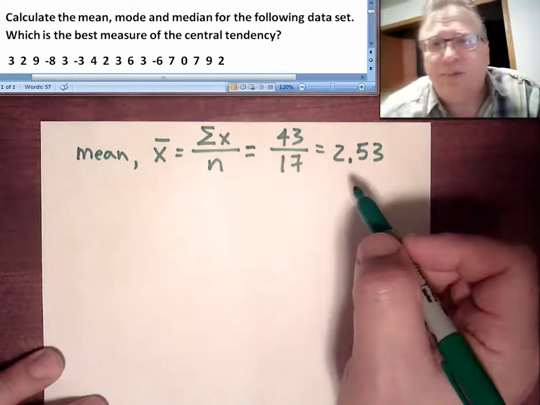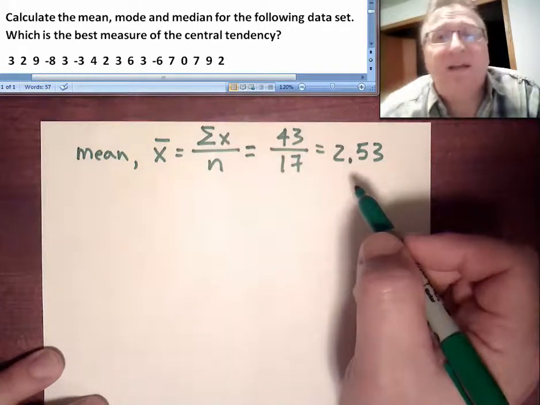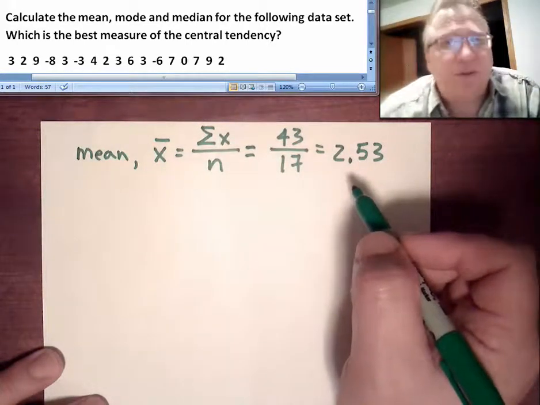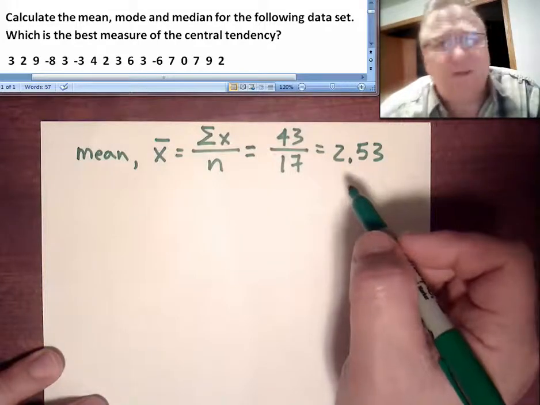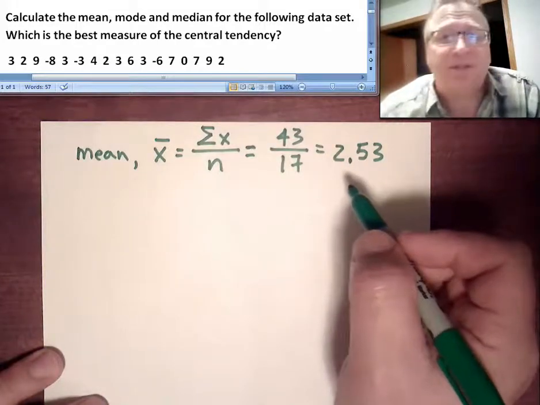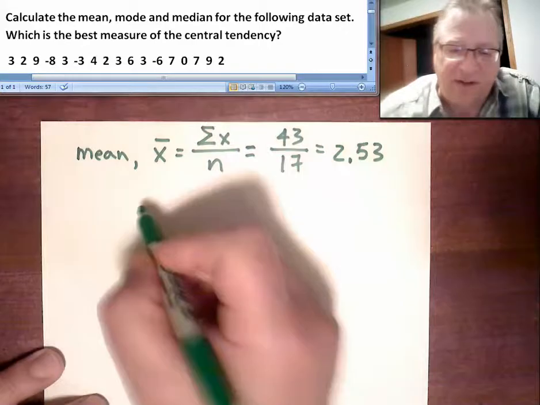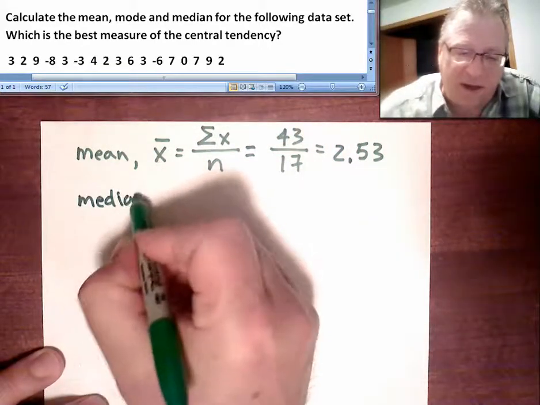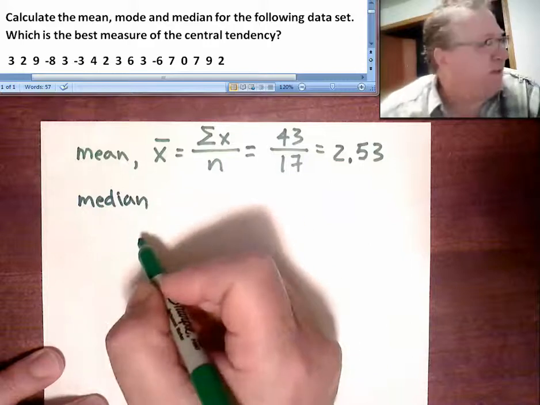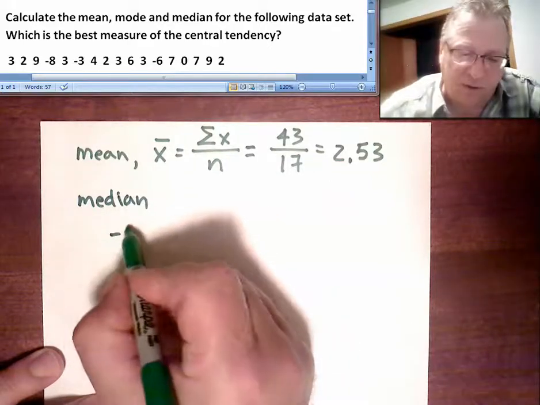Now, in order to do the median, I want to make one strong recommendation: don't try doing it by looking at a set of data like this. Instead, sort the data from smallest to largest. It's the only way to do it. Otherwise, believe me, you're going to make a mistake. Okay, I've done that. Median. And here are the values in sorted order.